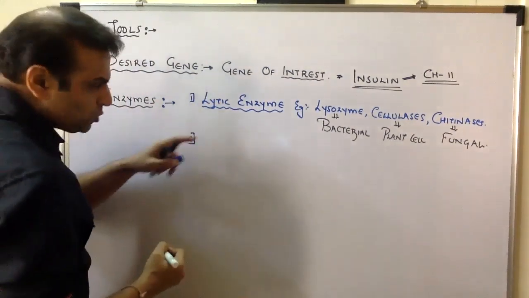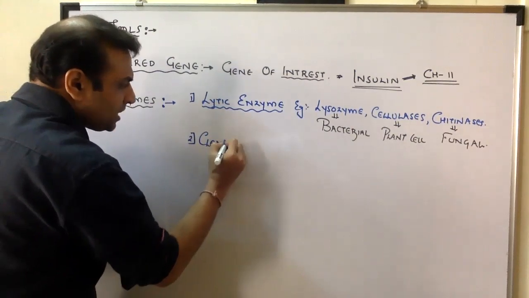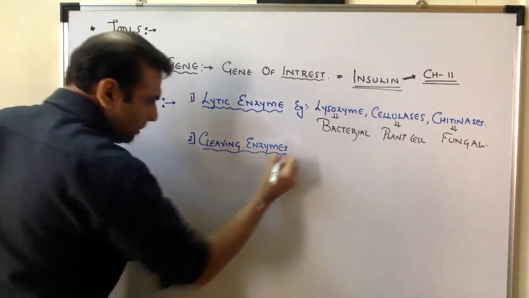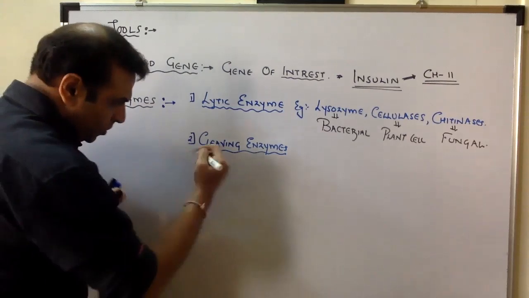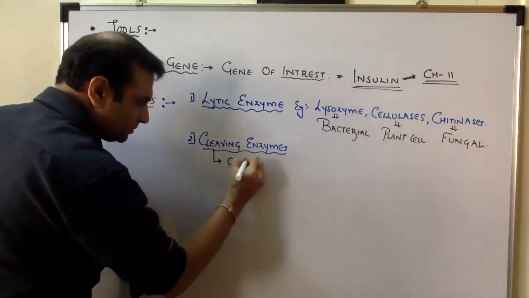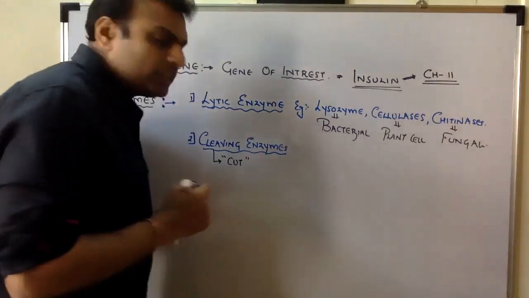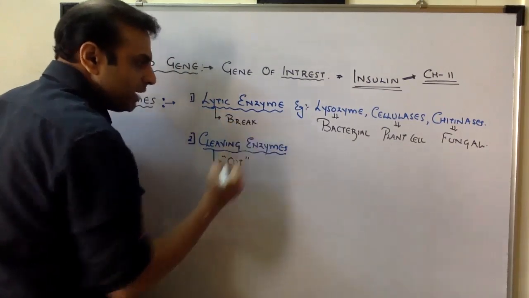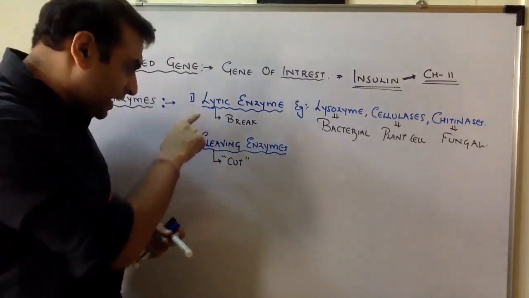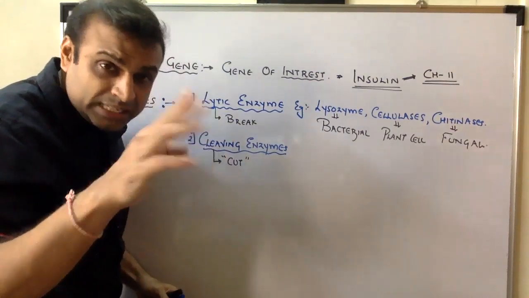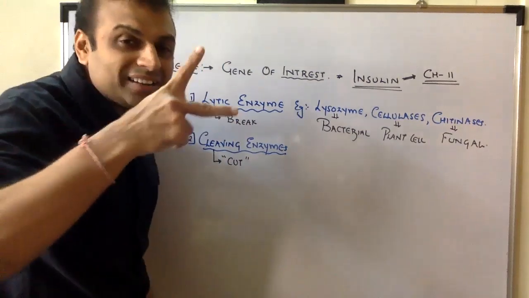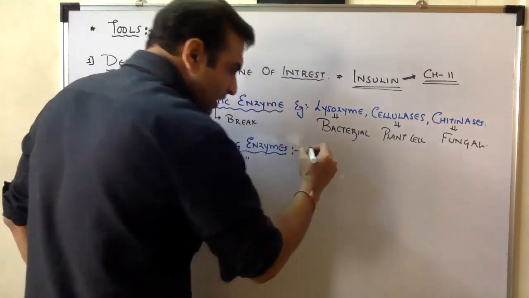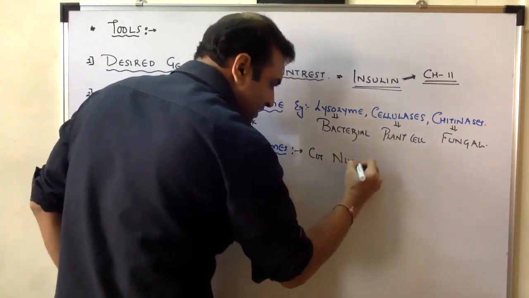My second enzyme is very, very important and we call them cleaving enzymes. Kids, remember, cleave is nothing but to cut. I repeat, cleave is nothing but to cut. And lysis is nothing but to break. So the enzyme which breaks open the cell is lytic, and we need to cut the DNA. So cleaving enzymes are those which can cleave or cut nucleic acids.